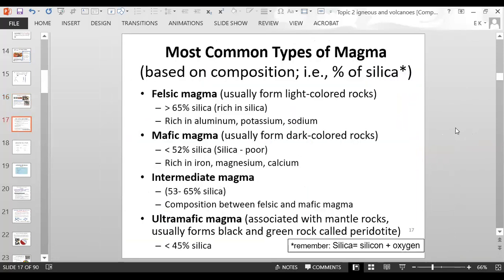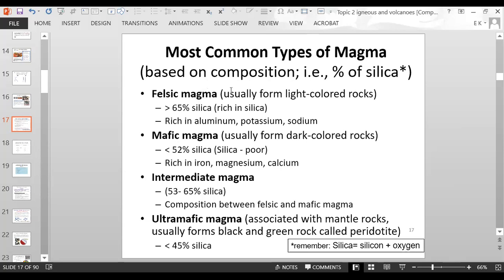Okay, so now let's talk about the different types of magma. We classify magma types based on the composition, mainly referring to the percent of silica that is in the magma. If you remember from last week, silica is silicon and oxygen, and that's what silicate minerals were composed of. So here is a list of the different magma types.